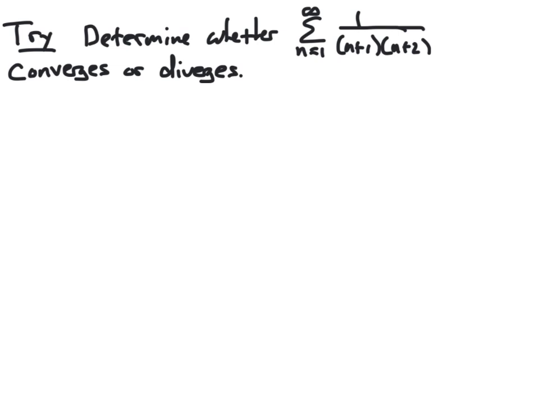If you'd like to try a similar example, pause the video and determine whether the series, n equal 1 to infinity of 1 over n plus 1 times n plus 2, converges or diverges. Resume the video and in a few seconds see the full solution.